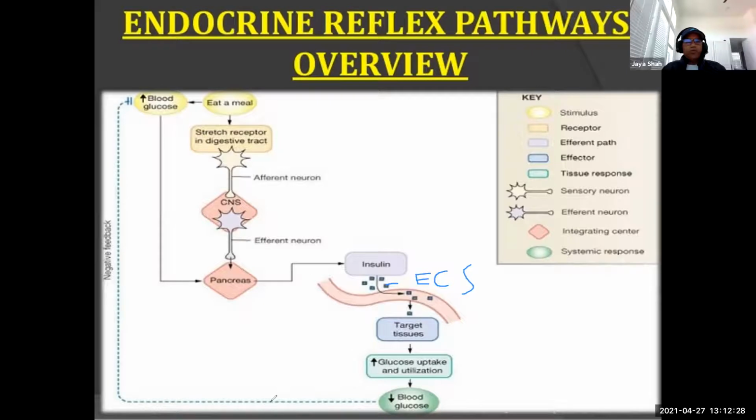And then once blood glucose is within the normal range or below the normal range, it gives negative feedback to the pancreas to not release more insulin. That's how the negative feedback loop maintains the homeostasis of blood glucose, which is an example of hormonal function. Okay.